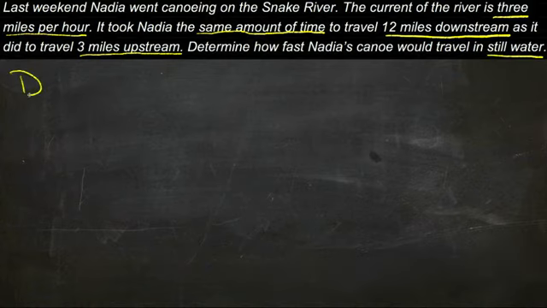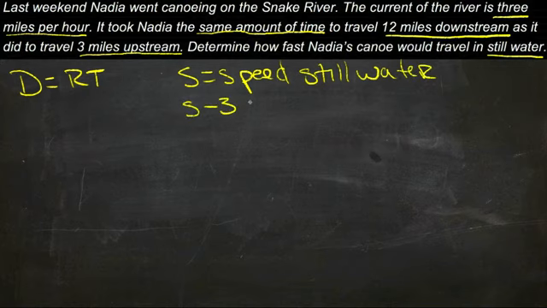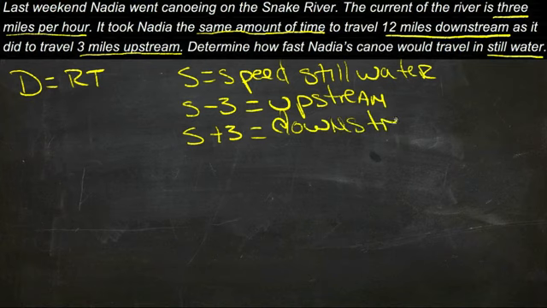So we'll use the distance equals rate times time formula. We'll let S be her speed in still water. Which means that S minus 3 would be her upstream speed, and S plus 3 would be her downstream speed. And we know that the time she took for both of them was the same, because it said she took the same amount of time to travel upstream and downstream.